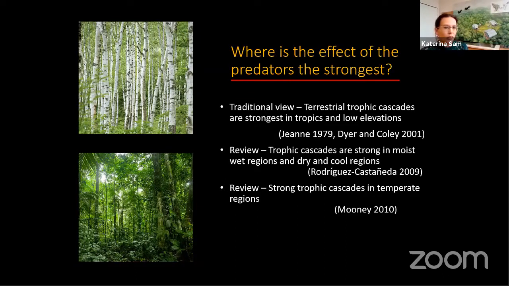And as I was digging into how to study the predation correctly, my naturally occurring questions were where the trophic cascades appear and where the predators express the strongest effect on the lower trophic levels. So the traditional view says that the terrestrial trophic cascades are strongest in the tropics and at low elevation, generally at the places where the productivity is the highest. But there have been several reviews which show that the cascades might be strong in the moist wet regions, in the cool regions, generally making a kind of U shape along the latitude, or in the temperate regions only.